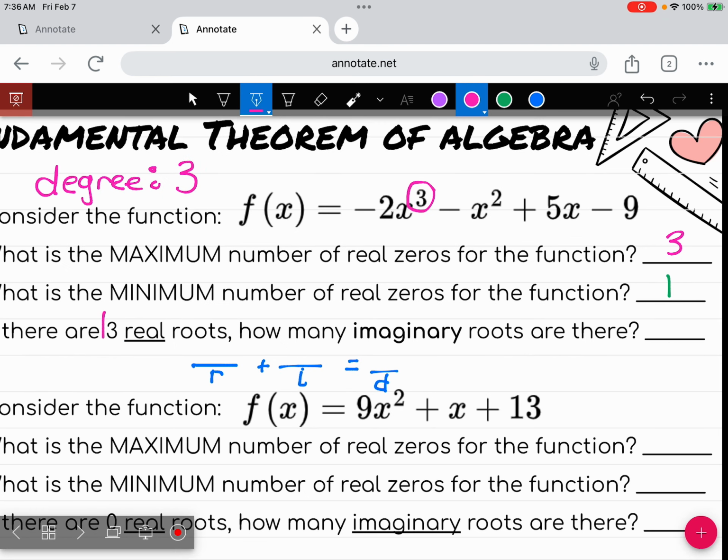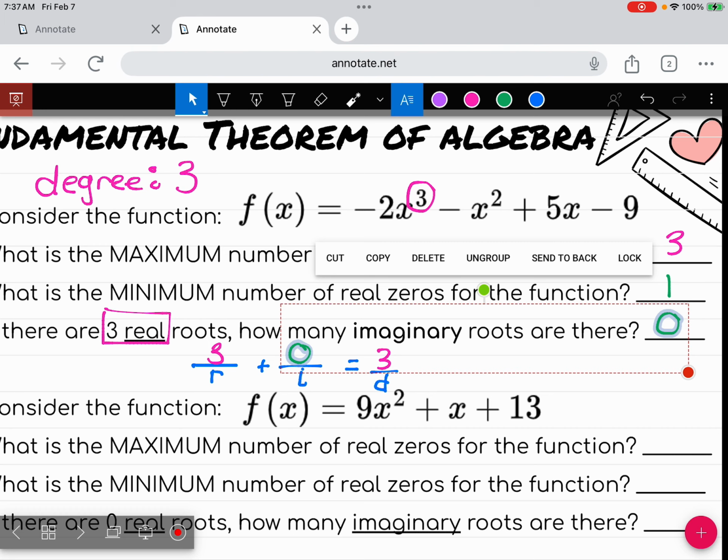So they're telling us if we have 3 real roots, and then we also already said we knew the degree was 3, what would fill in this blank? 3 plus what gives me 3? 0. So if I have 3 real roots, there's going to be no imaginary roots. The number of real roots plus the number of imaginary roots has to equal our degree. I am going to scooch those over just because I have no space to write for the bottom one.